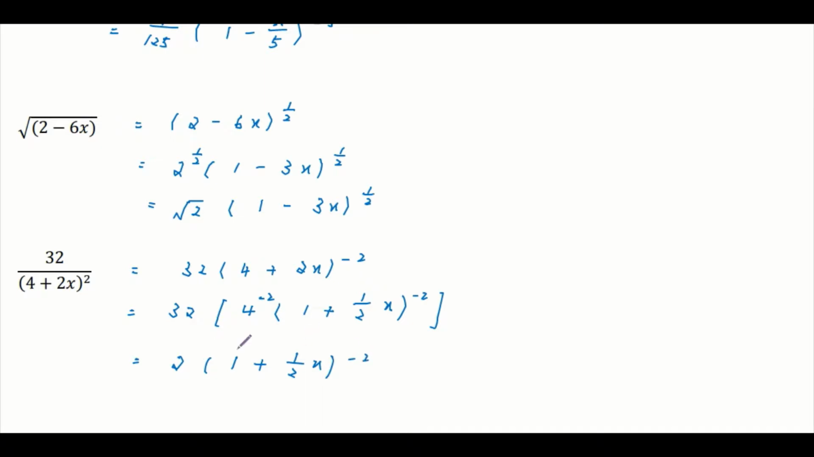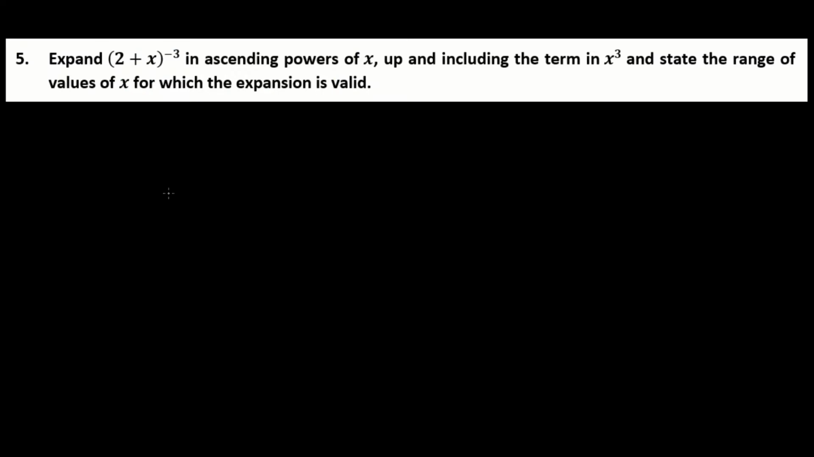So this is the part that you need to do binomial expansion. Then after that, you only multiply with 2. Okay, so let's try to look at our last 2 examples. Okay, example 5. So expand 2 plus x to the power of -3 in ascending power of x up to and including the term in x power 3. State the range of values for which the expansion is valid.